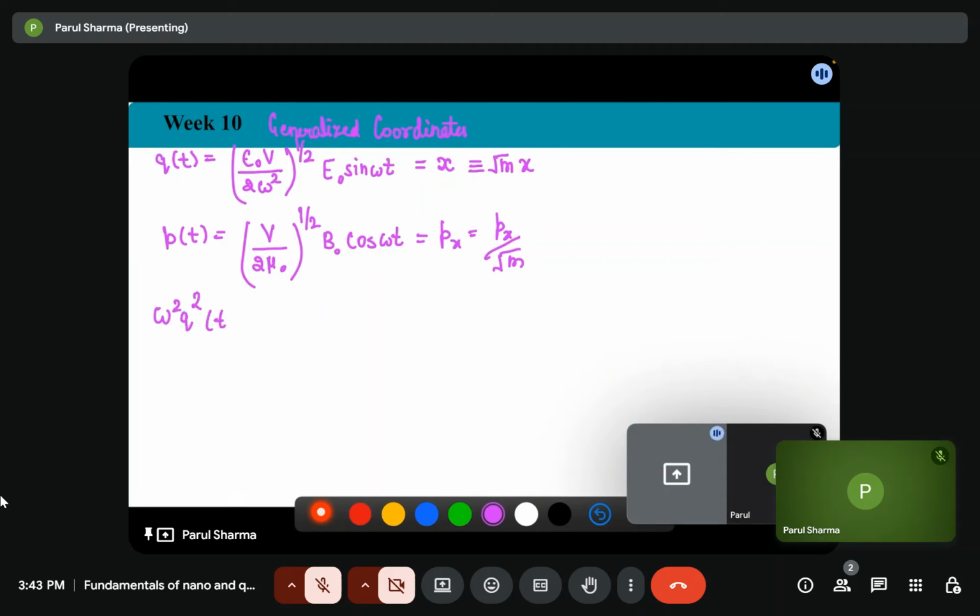Omega squared Q squared is epsilon naught omega squared sin omega t. So the first term in the total energy is half of electric.